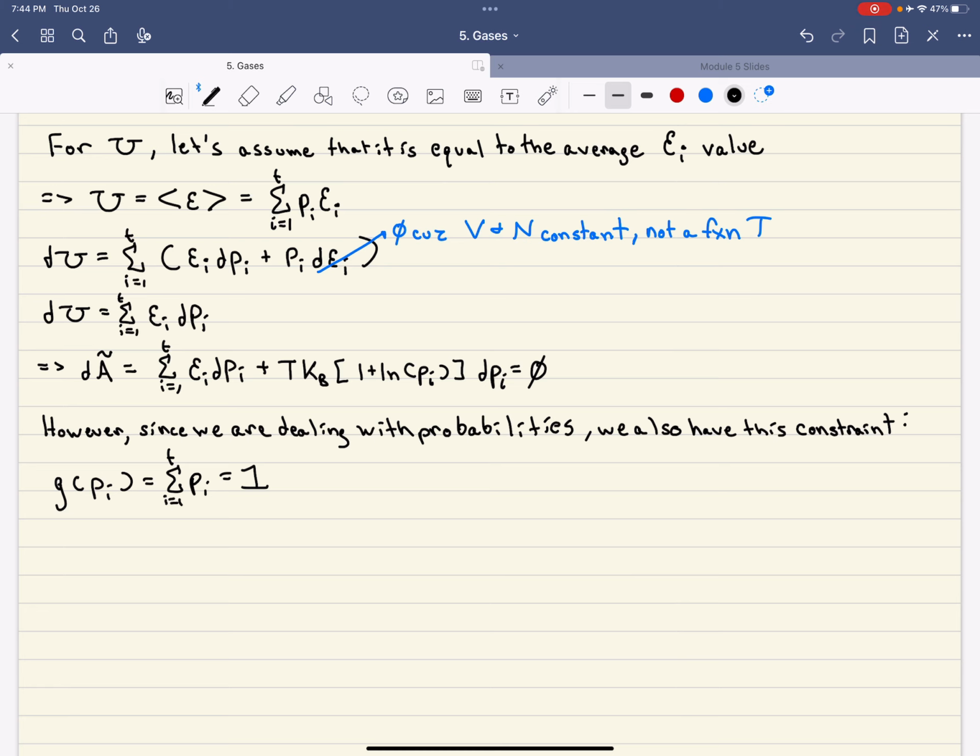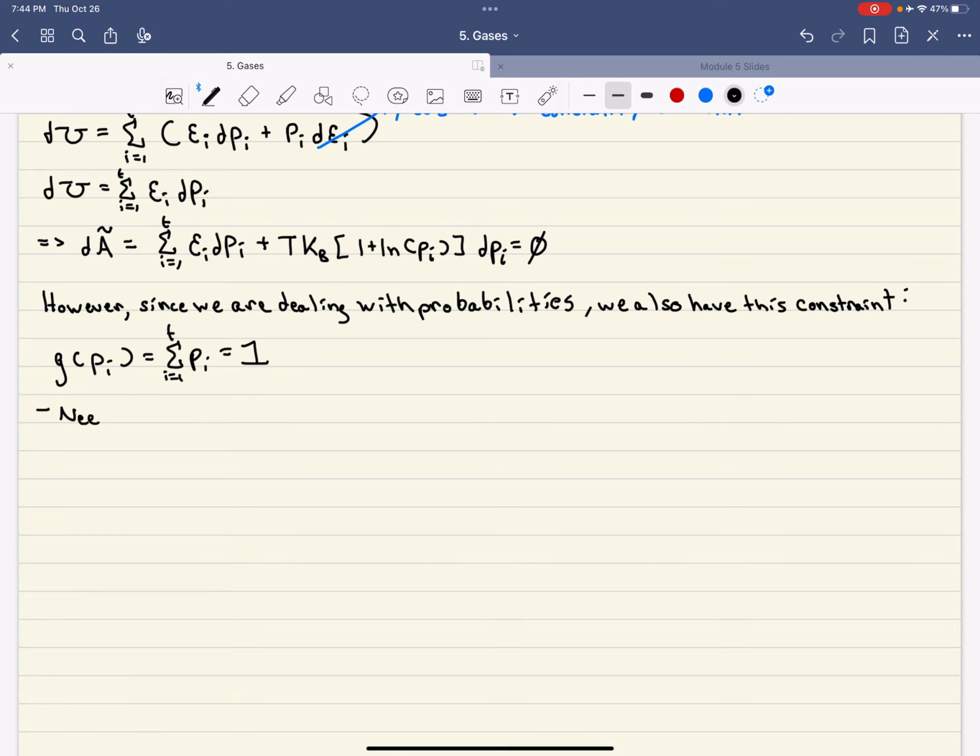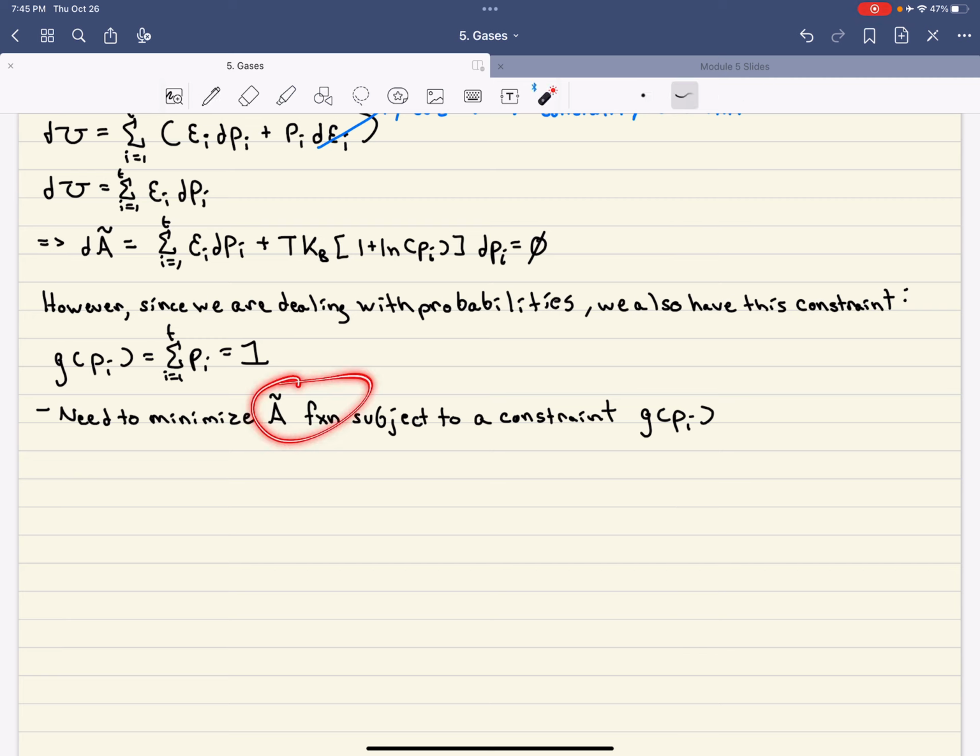All right? Okay, so we have this constraint, and what we want to do is minimize this Helmholtz function. So just to summarize, our goal is we need to minimize our A function, and our A function itself is subject to a constraint g, which is a function of the probabilities. Okay? All right, we have this function that we want to minimize, and we have to obey this constraint.